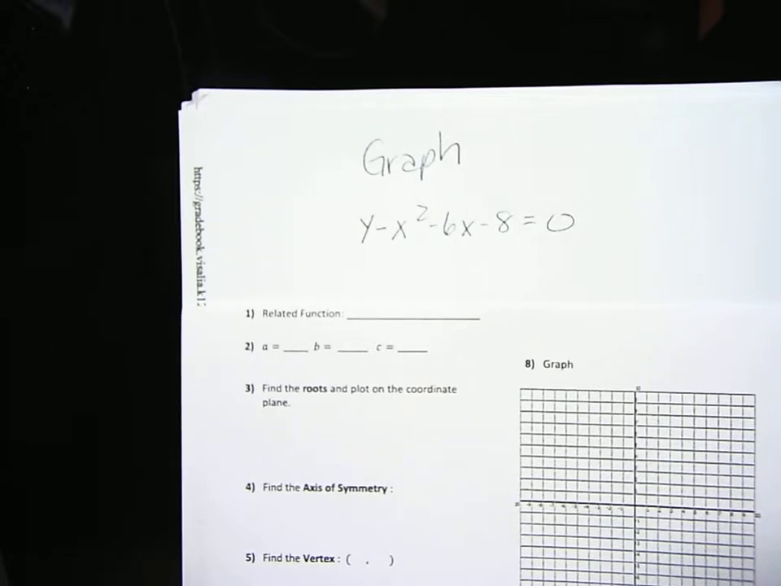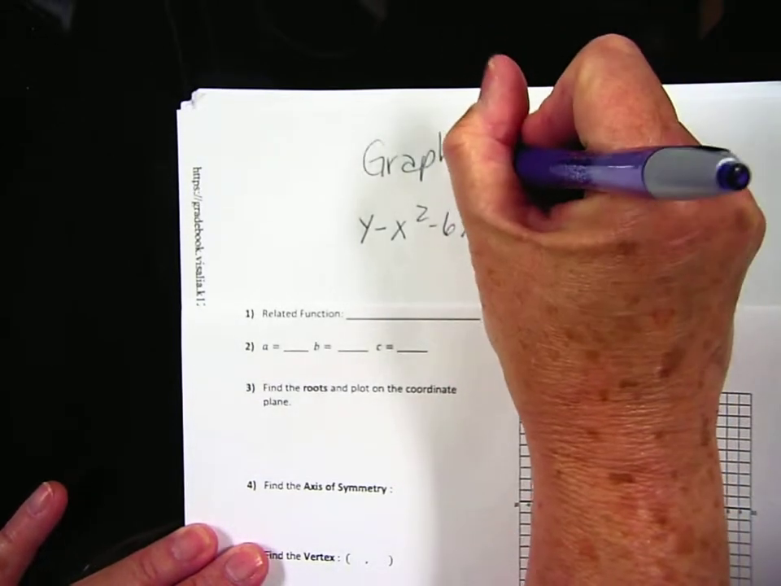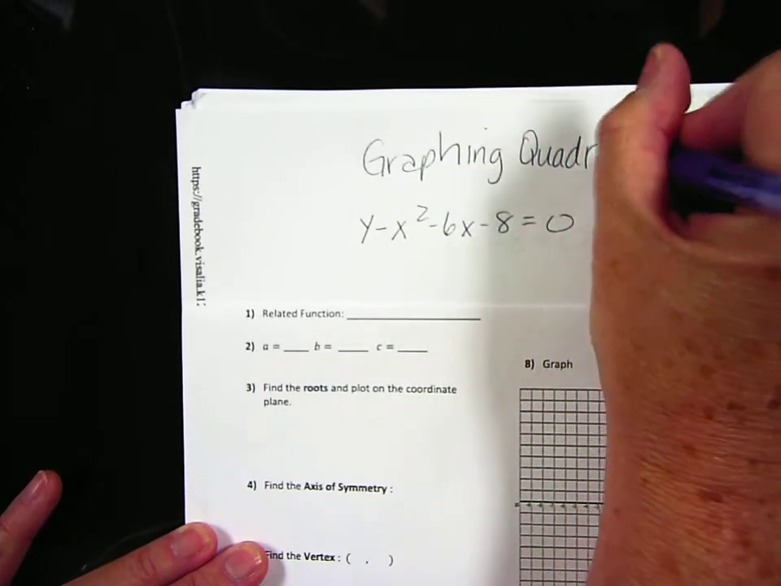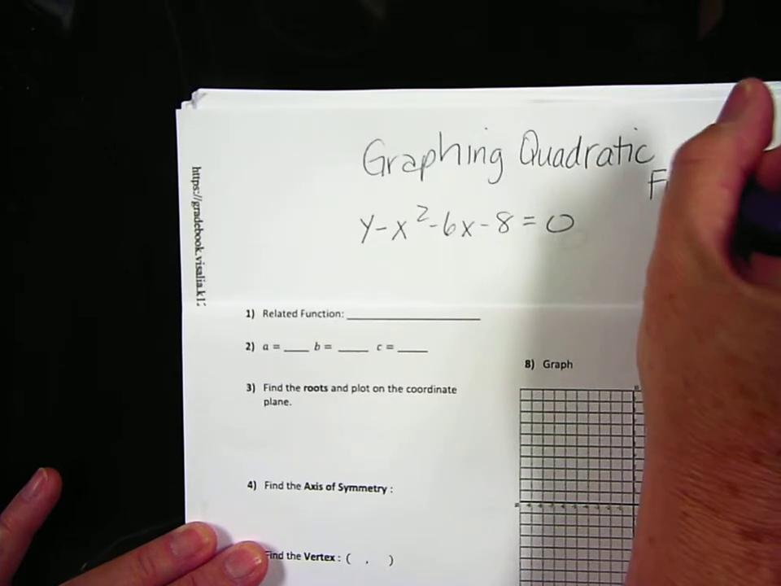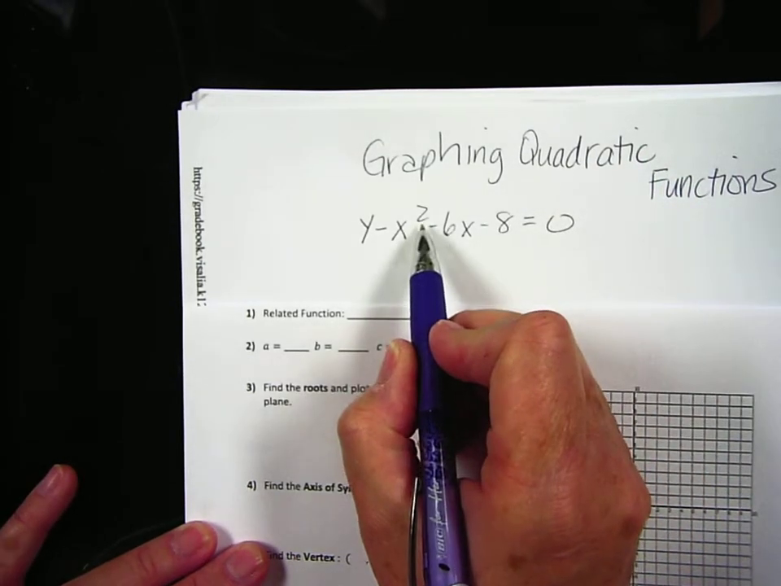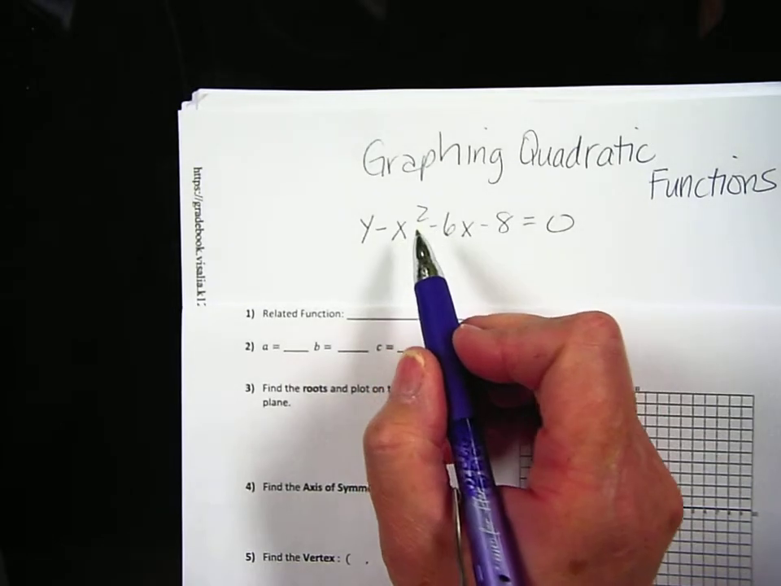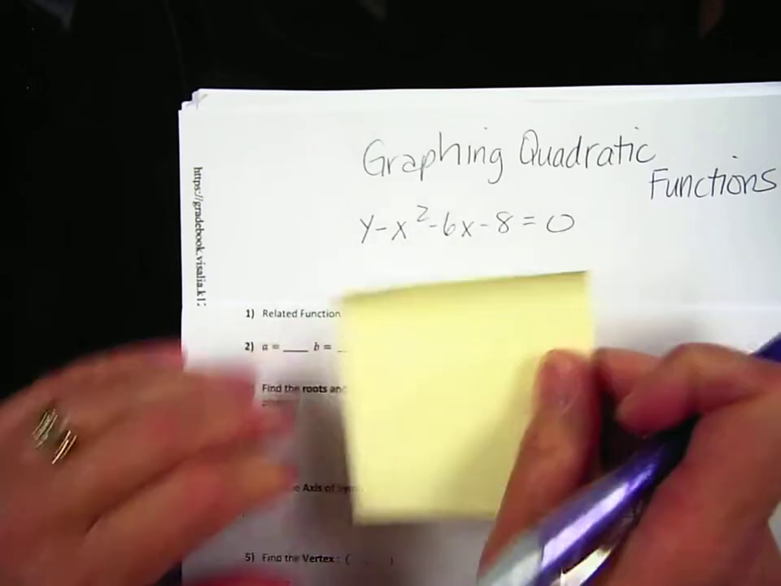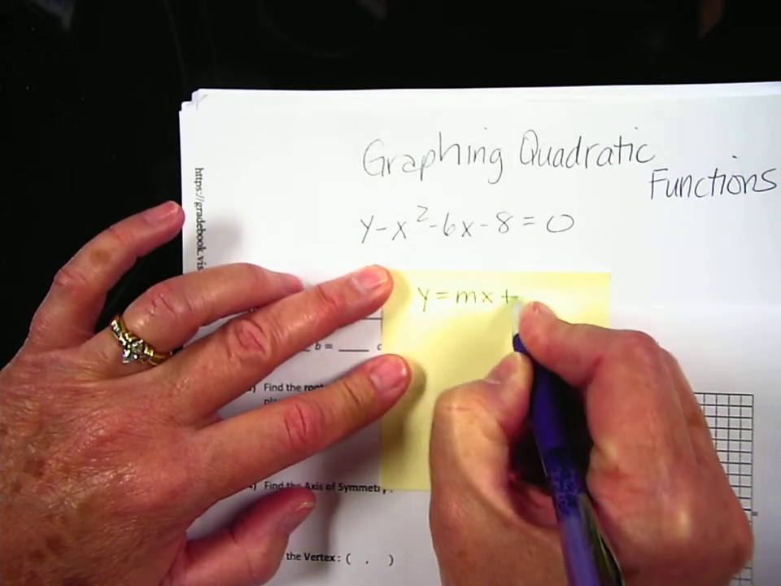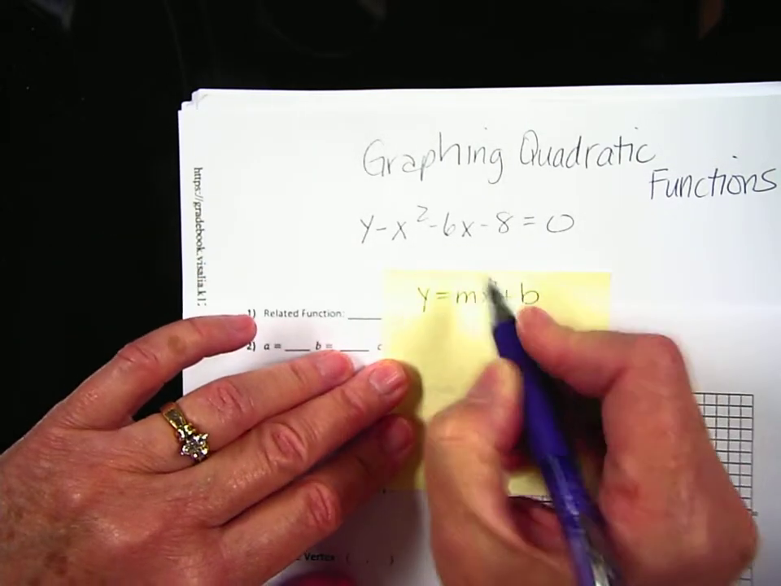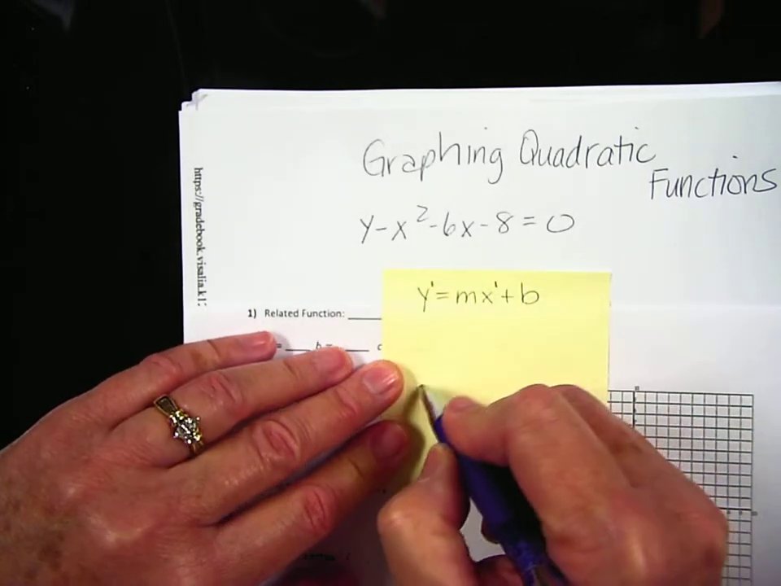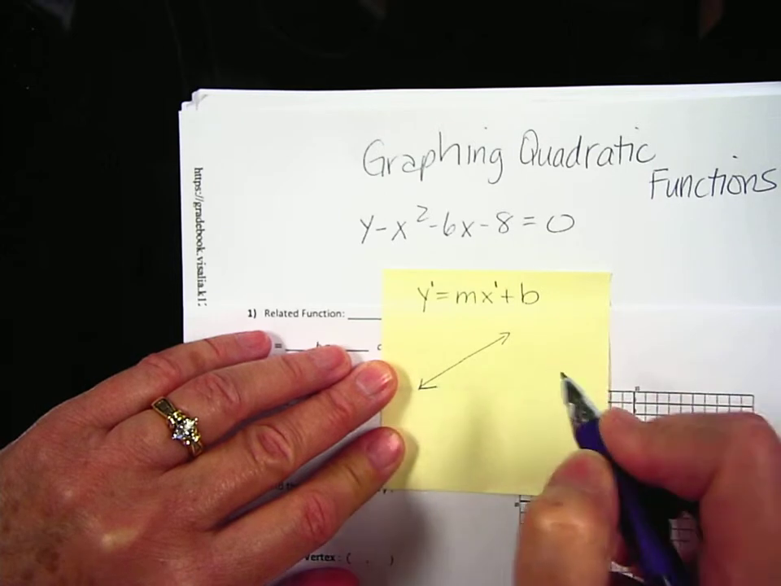Okay, this video is about graphing quadratic functions. Now remember, it's a quadratic because its highest exponent is a 2. Do you remember when we did linear equations, when I would graph something like y equals mx plus b? These had exponents of 1. And that's why when we graphed it, it was a straight line.